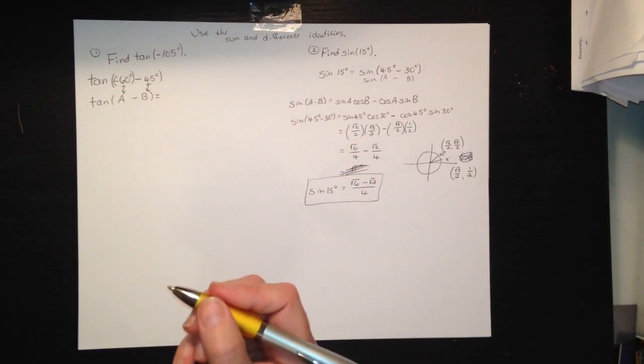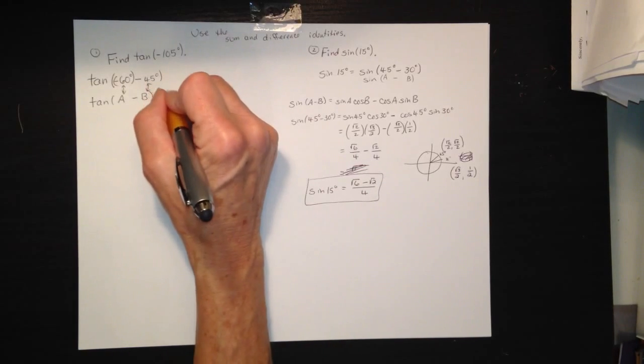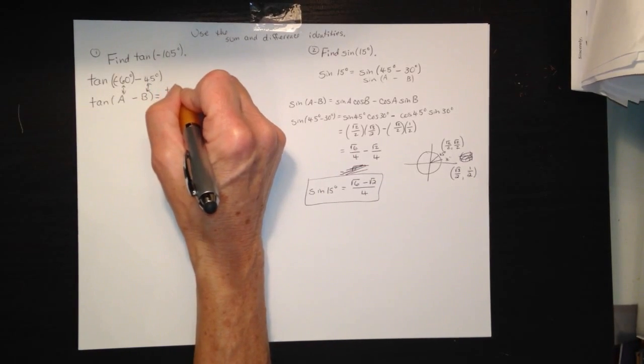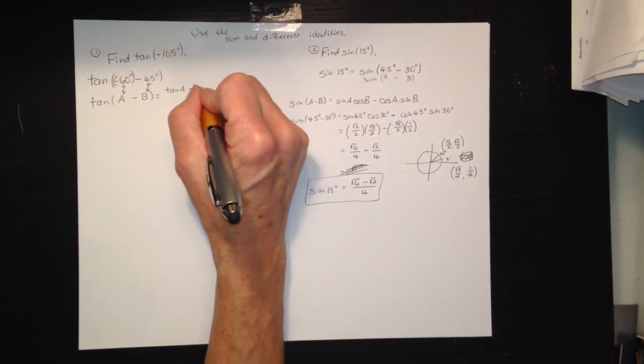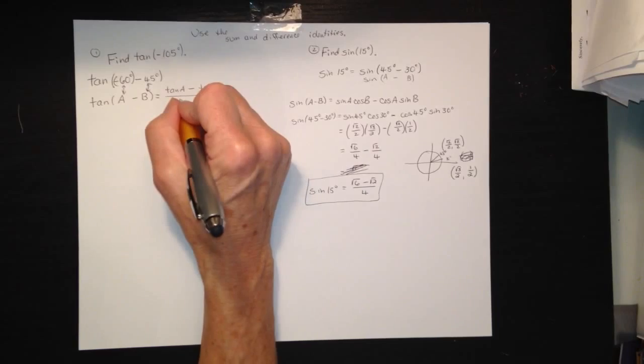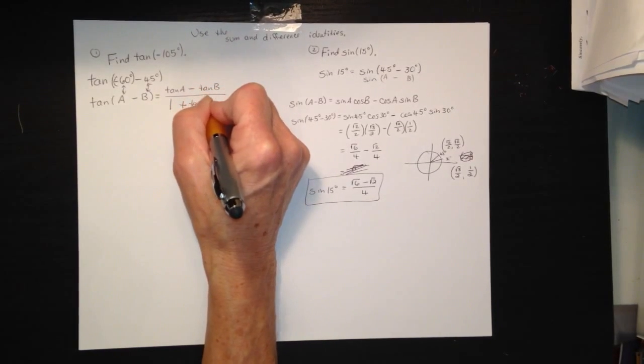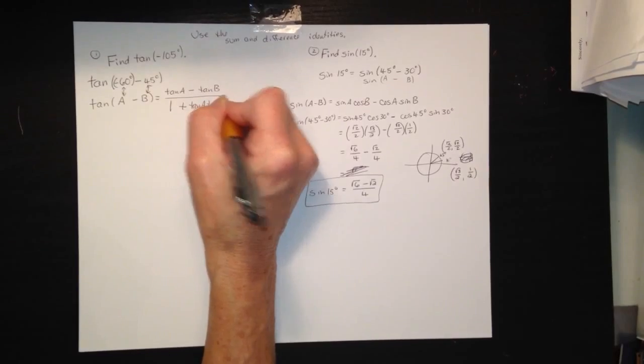This is just one way you could do this. So the tangent of A minus B is equal to the tangent of A minus the tangent of B, over 1 plus the tangent of A times the tangent of B.